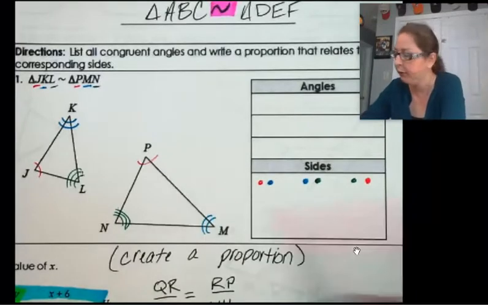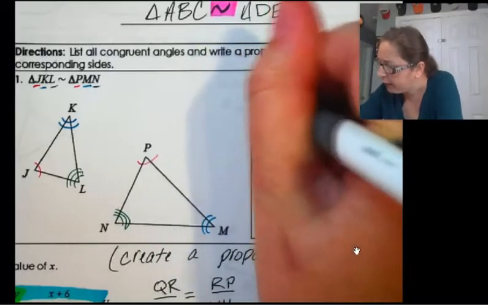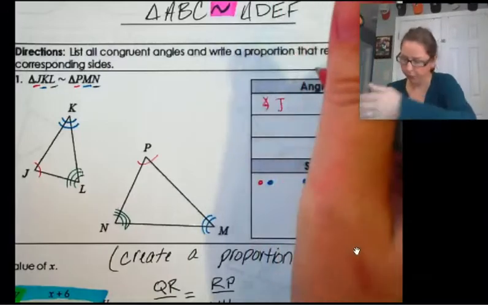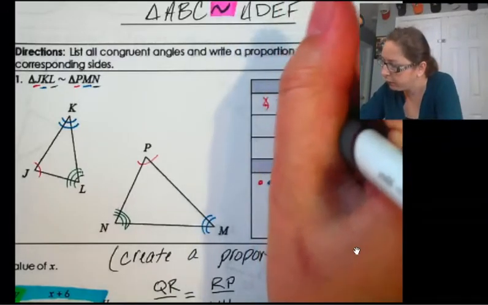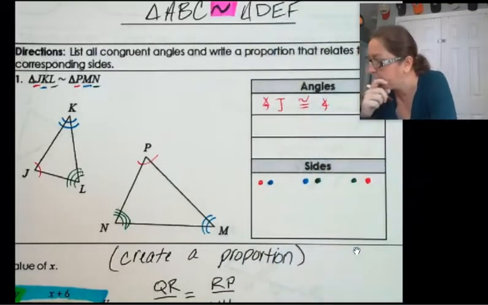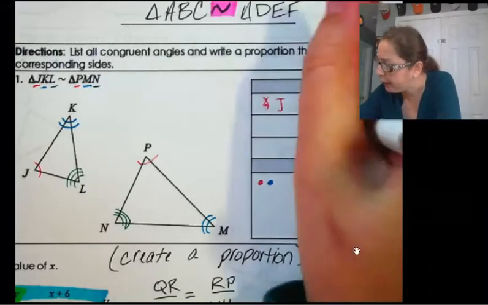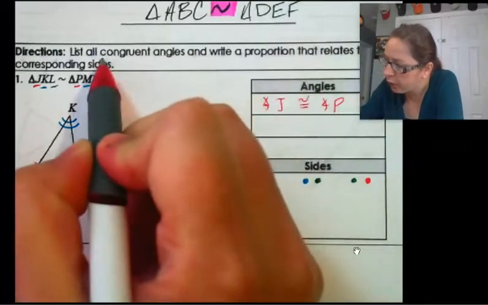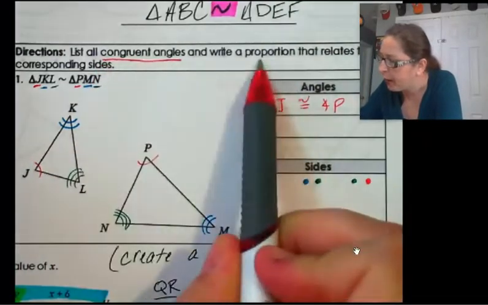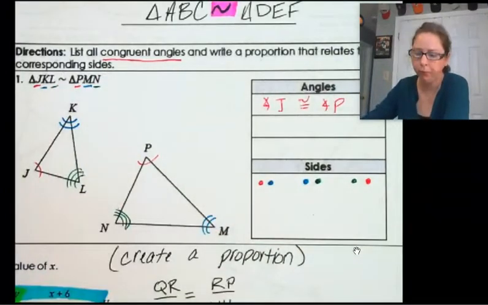Starting with red, I can do angle J is congruent to, well, I can't say congruent, can I? Yeah, they're congruent. The angles are congruent to angle P. And how do I know for sure? List all congruent angles and write a proportion that relates the corresponding sides, okay?